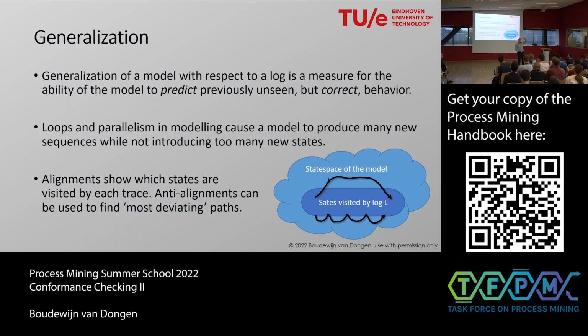And this is why this cogwheel model we saw before comes into play. That model does this, right? You can always find a new sequence with a complete new set of states. So it scores very poorly on generalization.